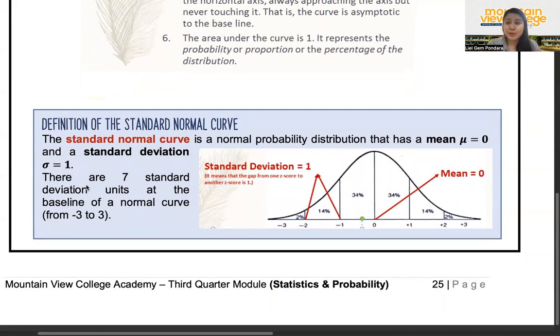The standard normal curve is a normal probability distribution, and here the mean, or the mu, is 0 in the middle. And the standard deviation, or we say the gap, is 1. So we say that's 1, 2, 3. To the left of 0, we have -1, -2, -3. The gap is 1. And there are 7 standard deviation units at the base of the normal curve. They're from -3 up to +3.